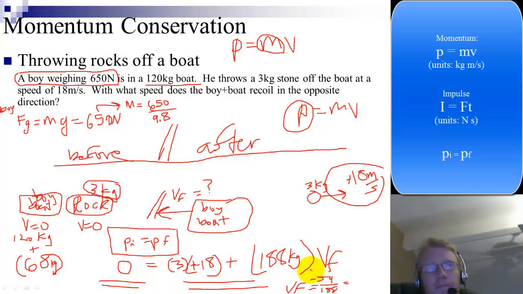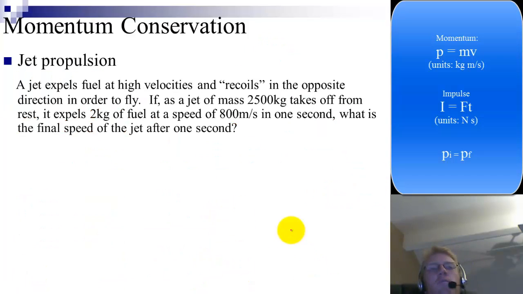Alrighty, last one. Jet propulsion. A jet expels fuel at high velocities and recoils in the opposite direction in order to fly.